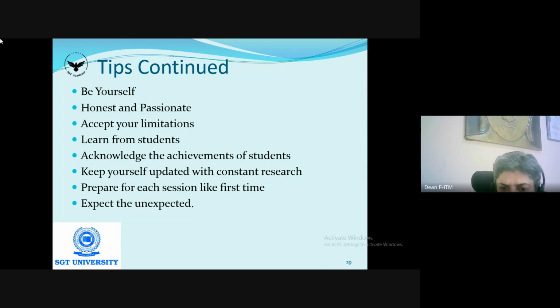Be very passionate in your approach, be very confident, accept your limitations. You are not God, you are not going to be perfect in everything. Learn from students. If somebody is very tech savvy, ask them to operate the gadgets for you. There's nothing wrong in that. Acknowledge the achievement, celebrate that in front of the class. But if you have to reprimand somebody, do it in private.